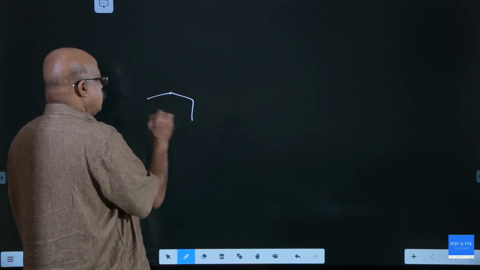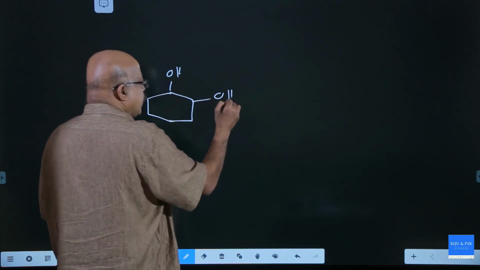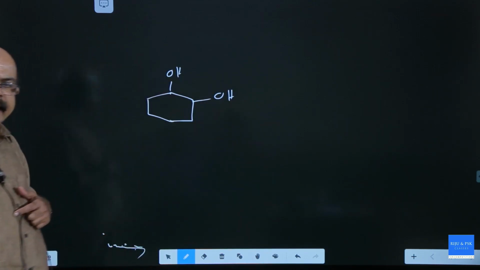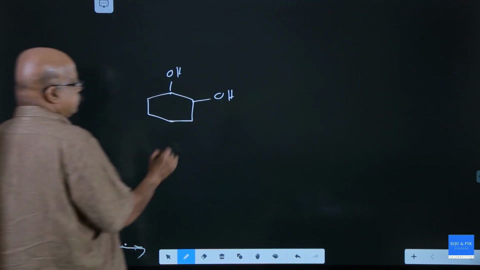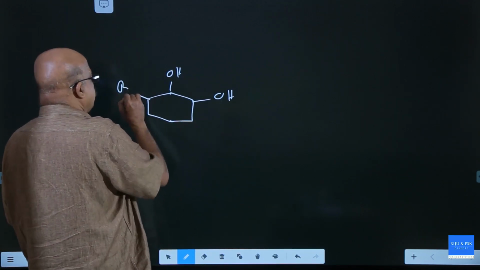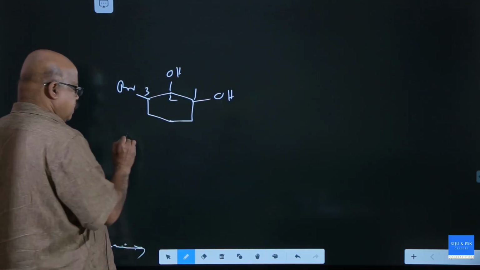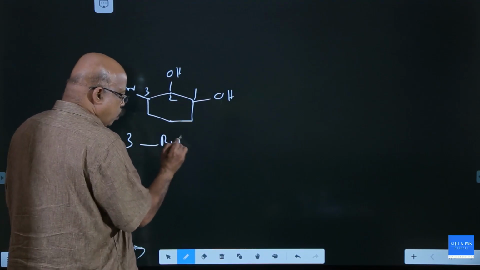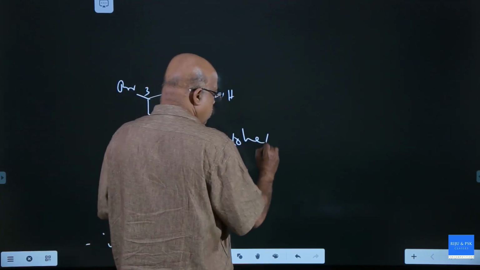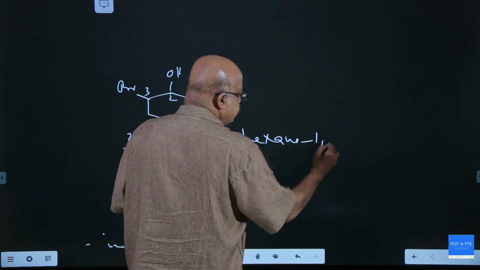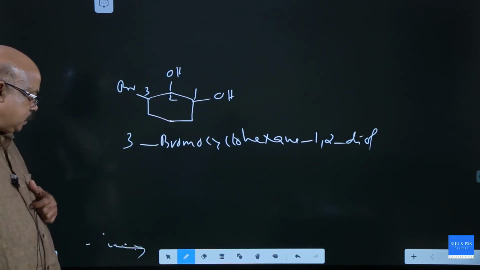This is cyclohexane with two OH groups. It is cyclohexane-1,2-diol. Here there is bromine. It is 1, 2, 3. This numbering is correct. 3-bromocyclohexane-1,2-diol.